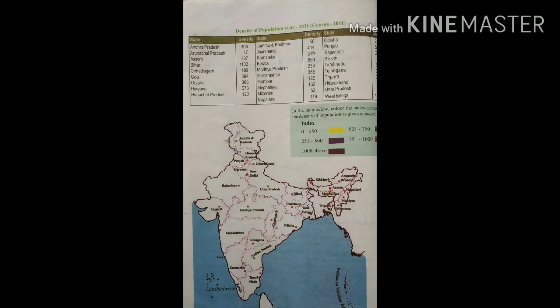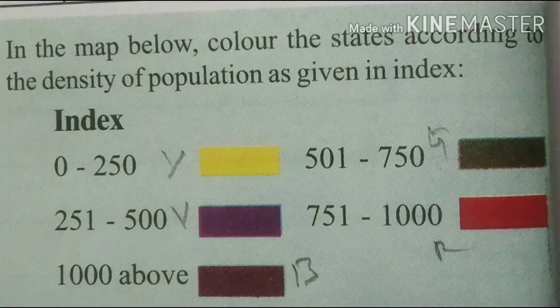Look at the index. Different colors are given for different ranges. 0 to 250 is yellow. 251 to 500 is violet. 501 to 750 is green. 751 to 1000 is red. And above 1000 is brown. With the help of the index, the states are colored according to density of population as given below.